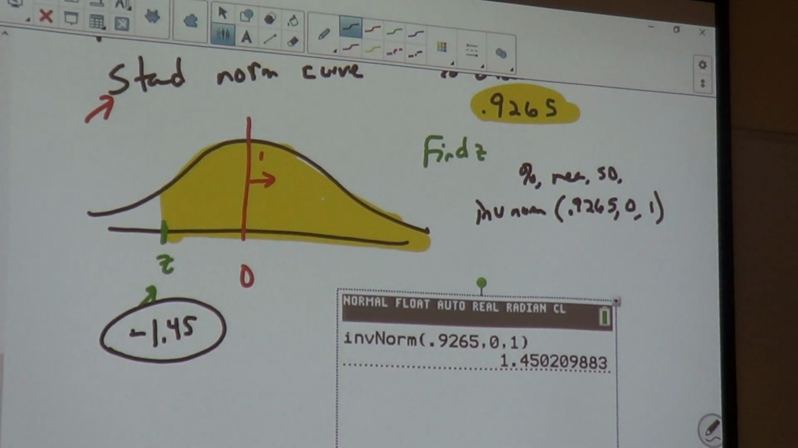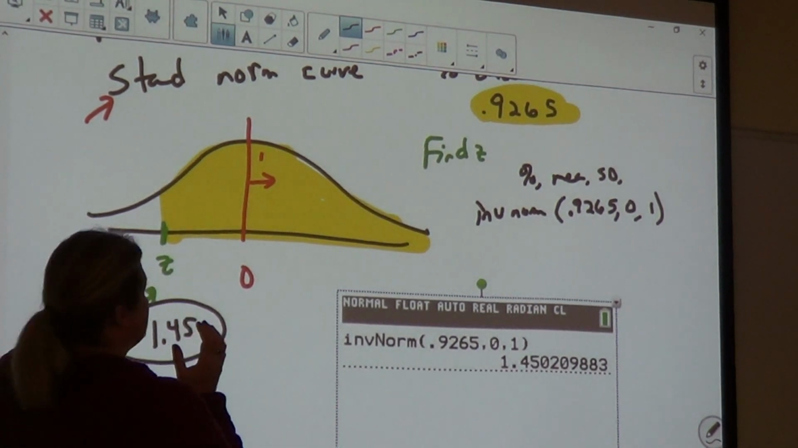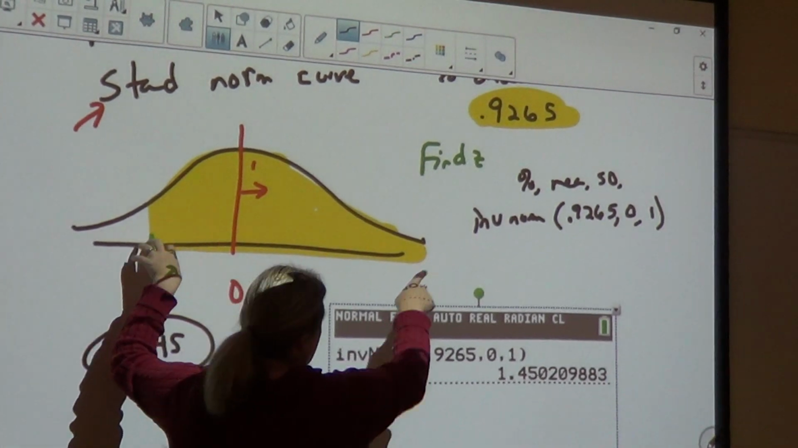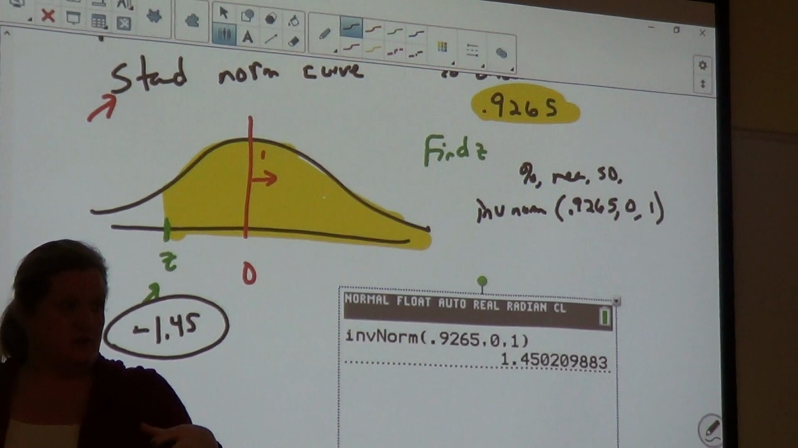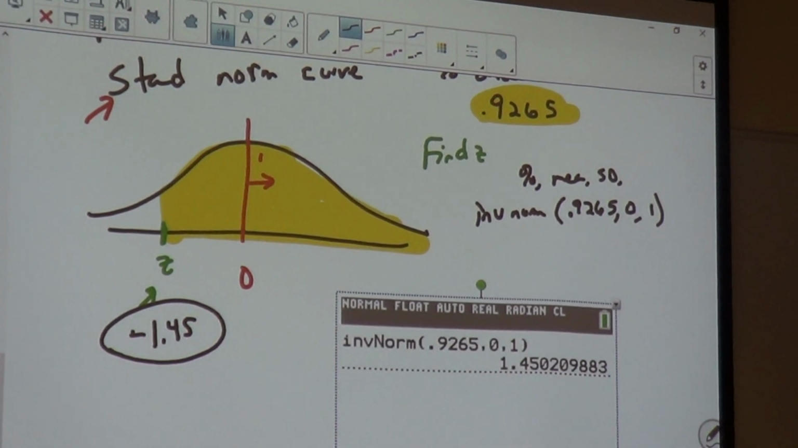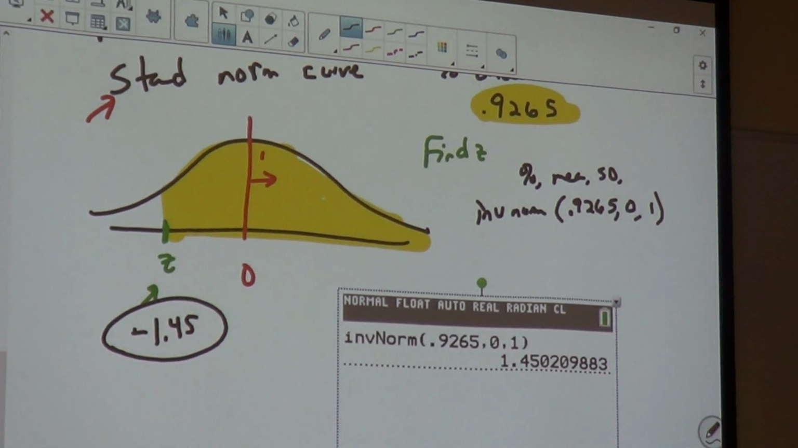So the main things we have to realize is if we're finding the z, it's inverse norm. If we're finding the percentage, it's going to be the normal CDF. All right, let's do 2 more of these and then I'm going to start mixing it up.